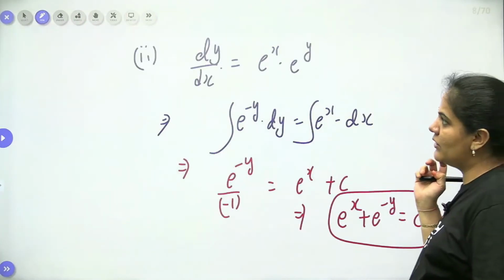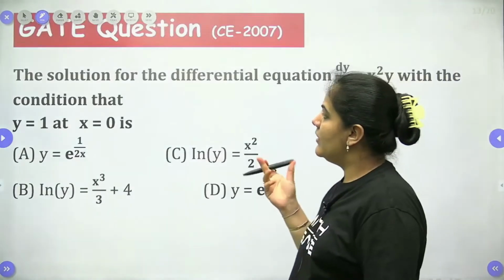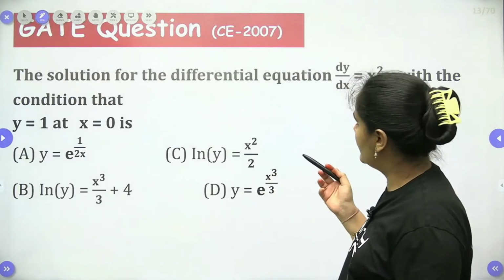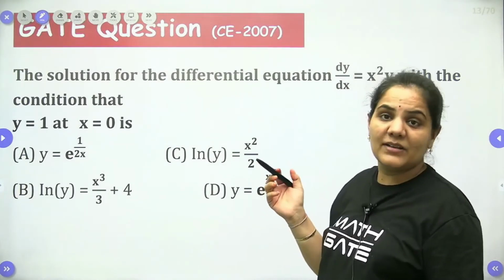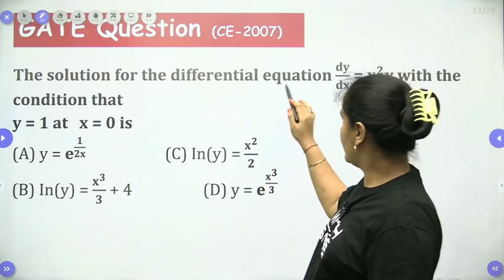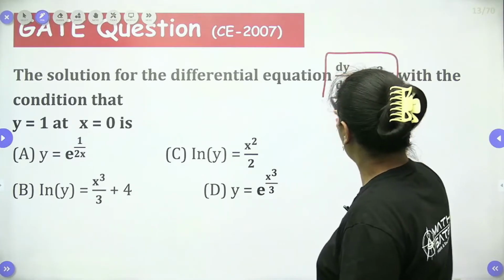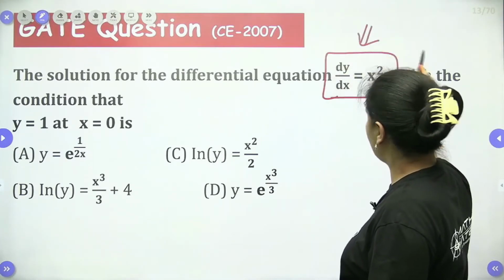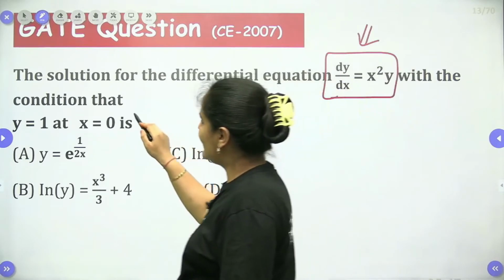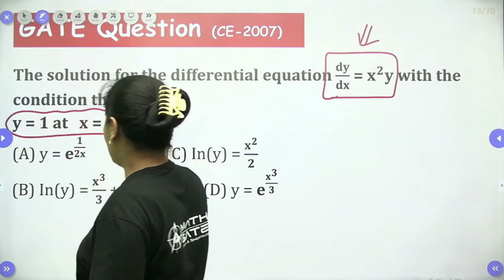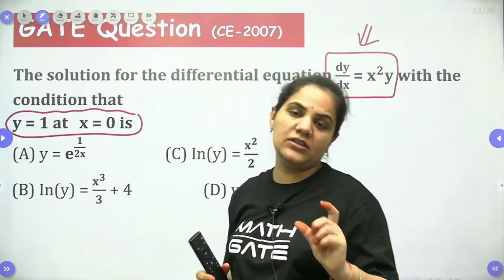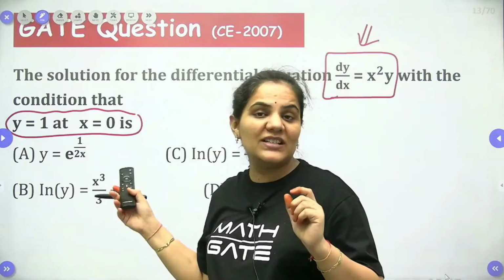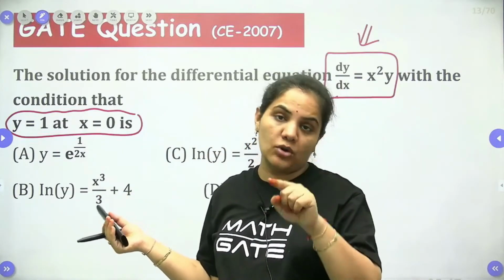Now let's have a discussion on the PYQs, how to approach the previous year GATE problems of exactly the variable separation method. For the solution of the differential equation, we have to focus only on the differential equation. Exactly these types of questions are framed in the GATE examination, where we have initial conditions also. With the help of these initial conditions, we can find the value of the constant also.